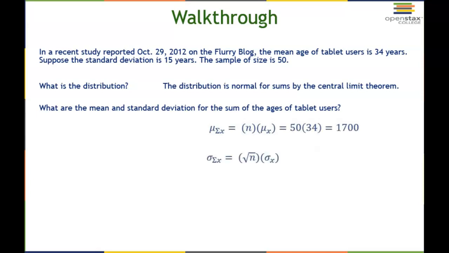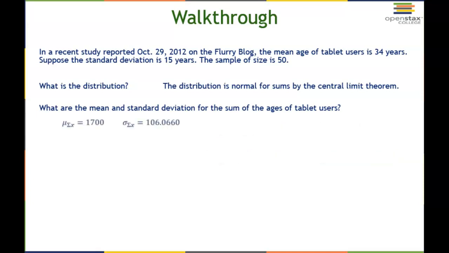The standard deviation for the sum of the ages is going to be the square root of n times the standard deviation of the population. So square root of 50 times 15, in other words, 106.0660. All right, so we know our mean of the sum of the x's is 1,700, and the standard deviation of the sum of the x's is 106.0660.